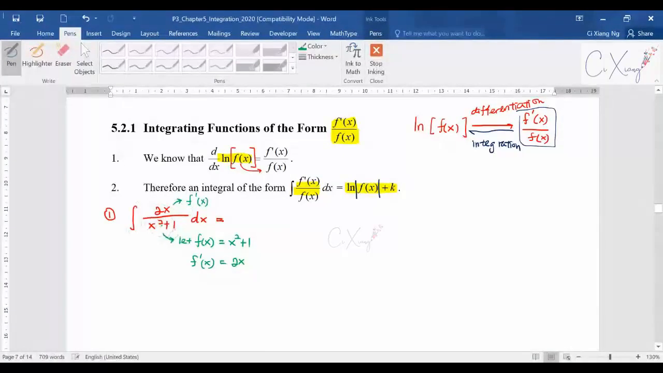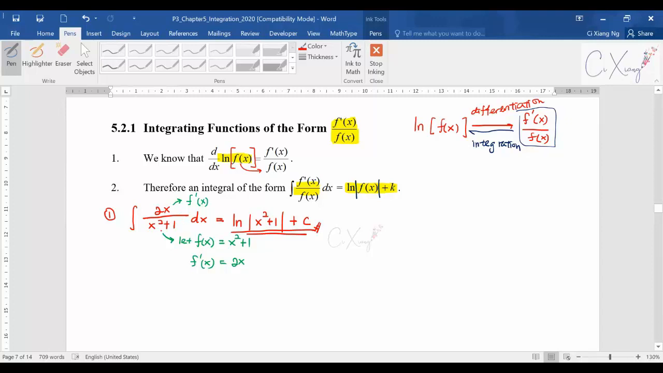Therefore, this whole fraction is f prime x over fx pattern. And therefore, when you want to write the answer after the integration, ignore the thing on top, you just make it as ln fx. So fx is x squared plus 1 in this case, then plus c or plus k. So you can see that the step is very straightforward, but in between, before you decide the answer, you need to double check the pattern of the question first.